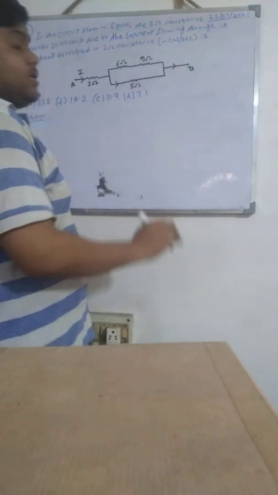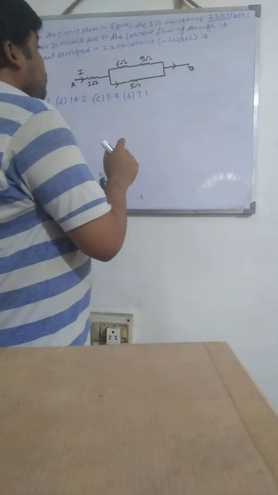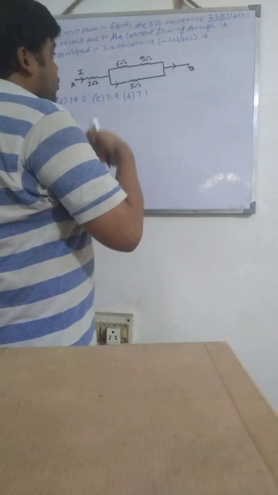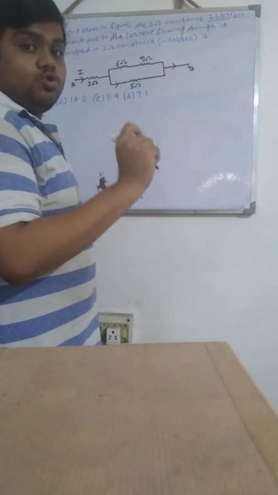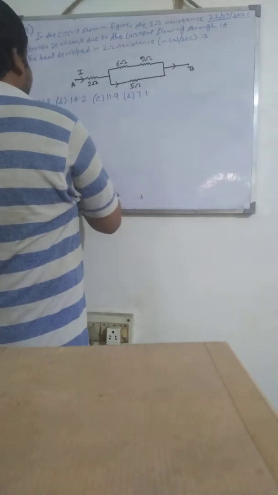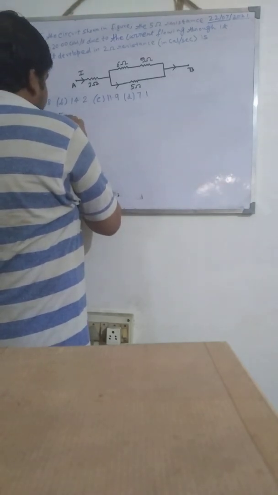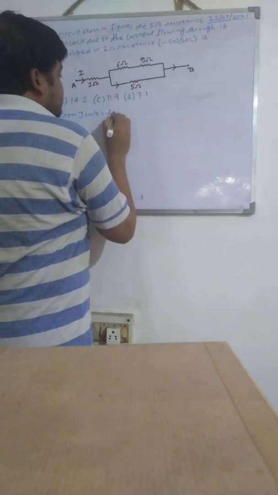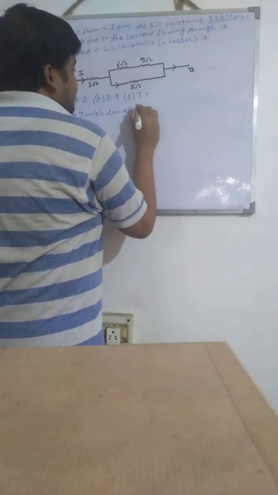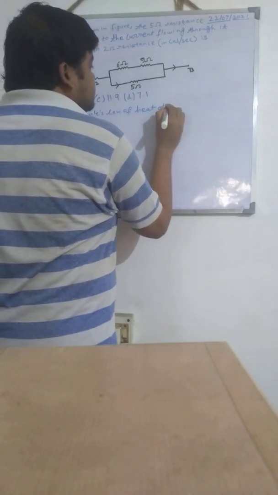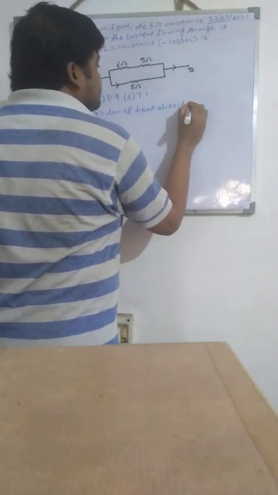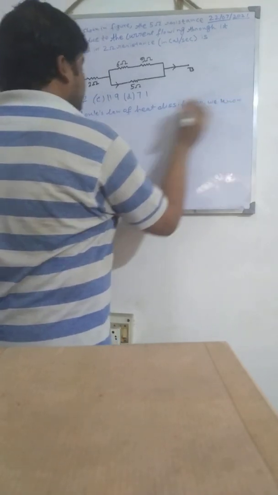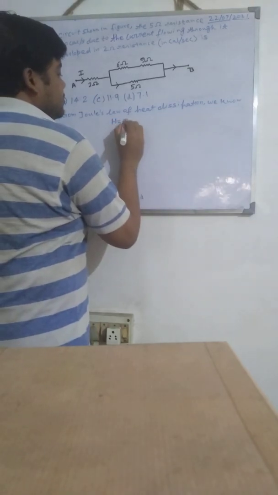Okay, so look, first we should calculate what is the current that is flowing through this resistor, and in order to calculate that we will use Joule's law of heat dissipation. From Joule's law of heat dissipation, we know H is equals to I square R.